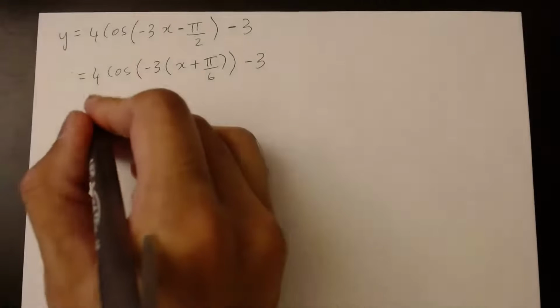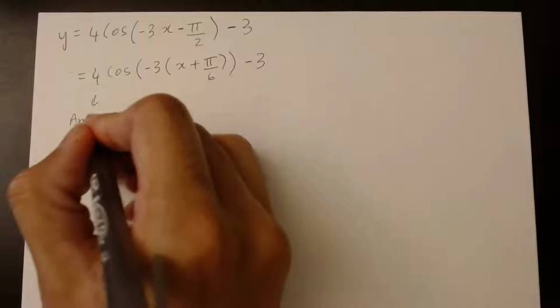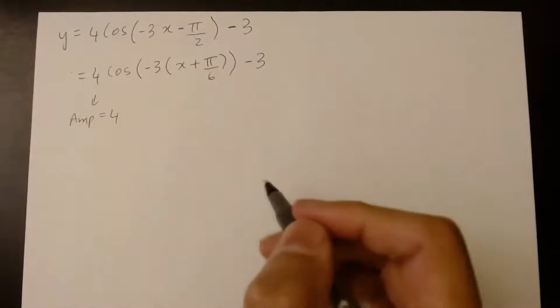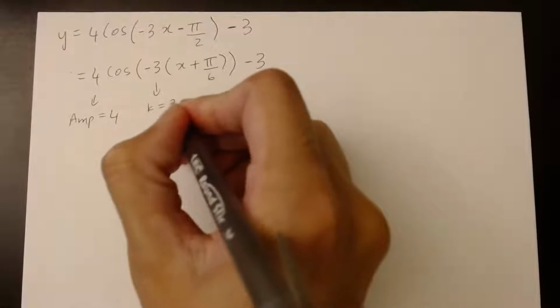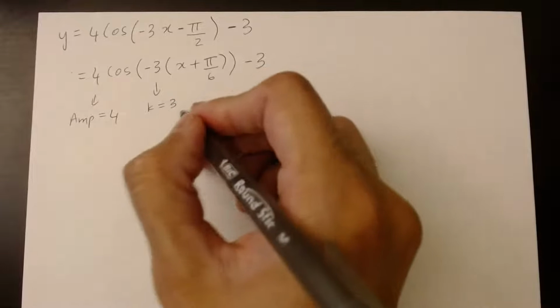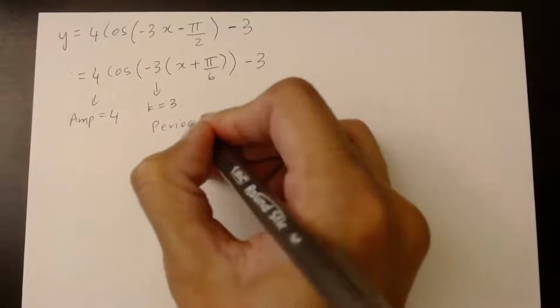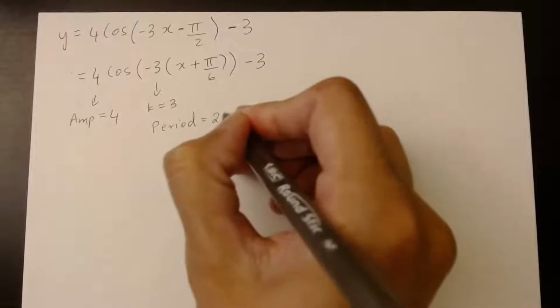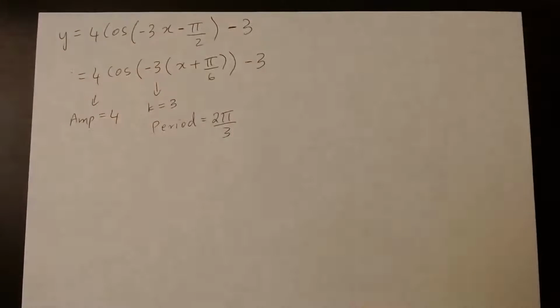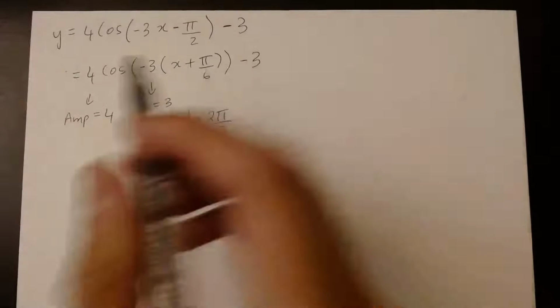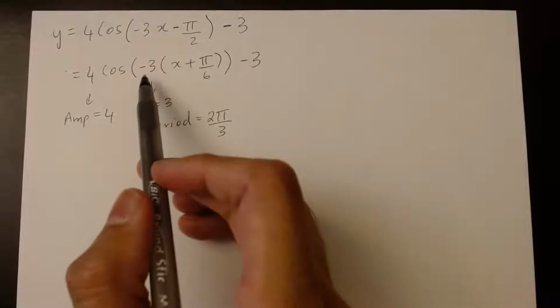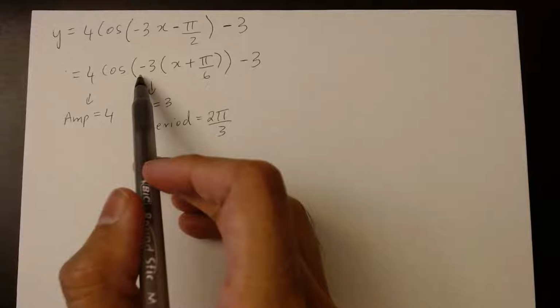Now I know that my amplitude is 4. My k value is 3, so my period is going to be 2 pi over 3. This negative over here means a reflection in the y-axis.